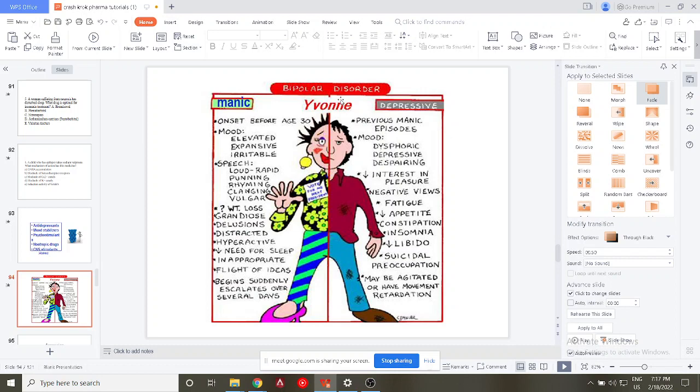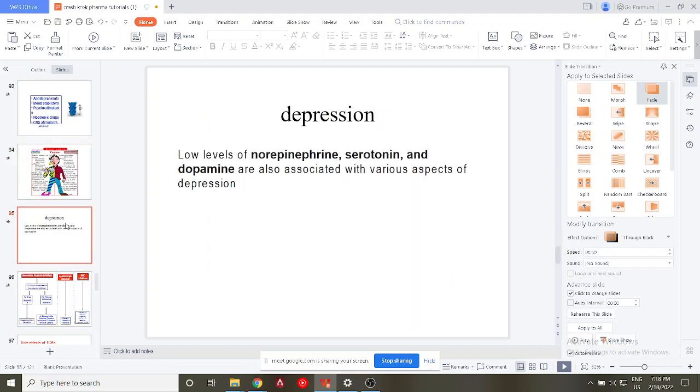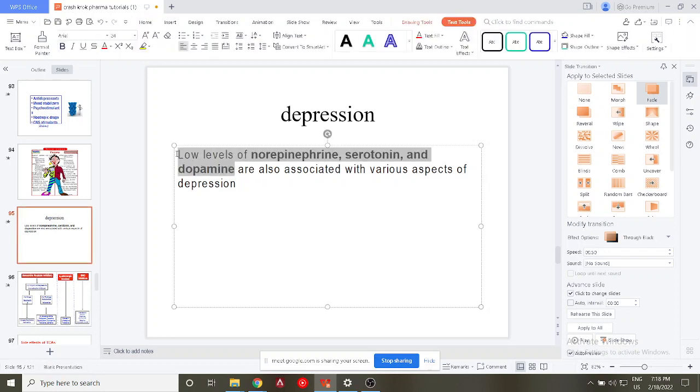We all know what depression looks like. You have fatigue, decreased appetite, decreased libido. So bipolar disorder swings between mania and depression. Mania is hyperactive, while depression is hypoactive. This is the pathology that has to do with depression. There are low levels of norepinephrine and serotonin in depression. So this is the cause of depression.